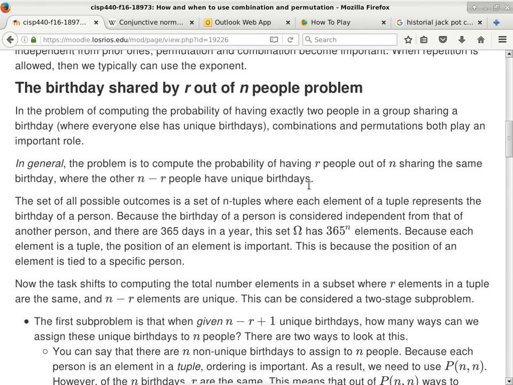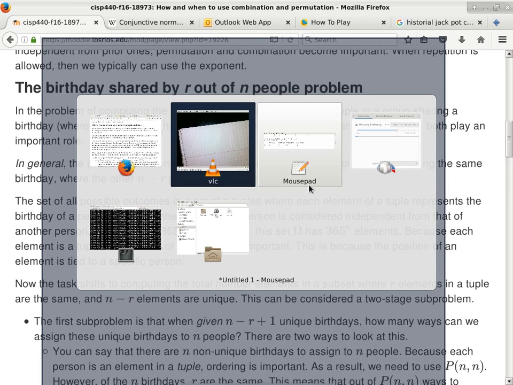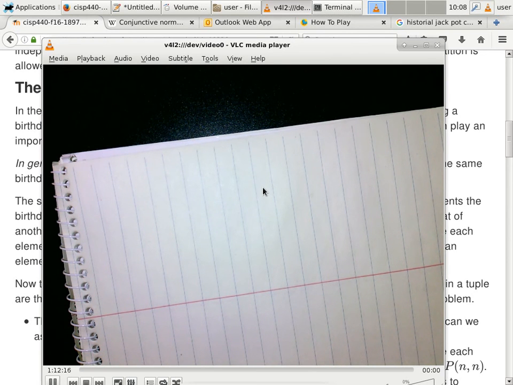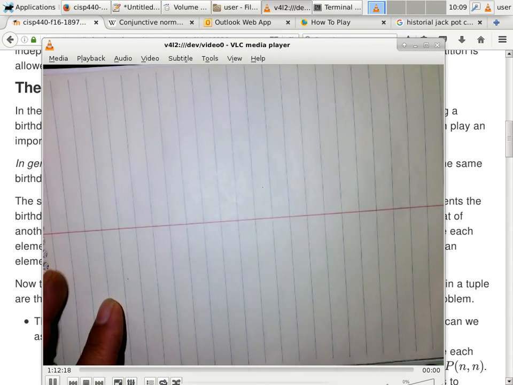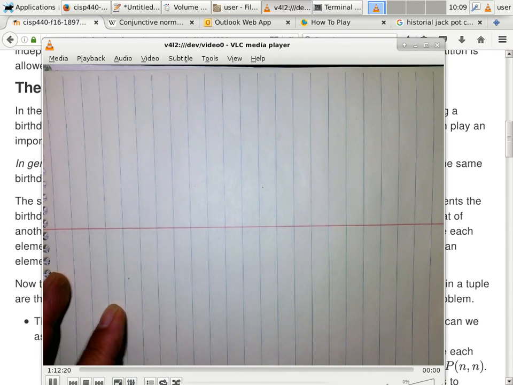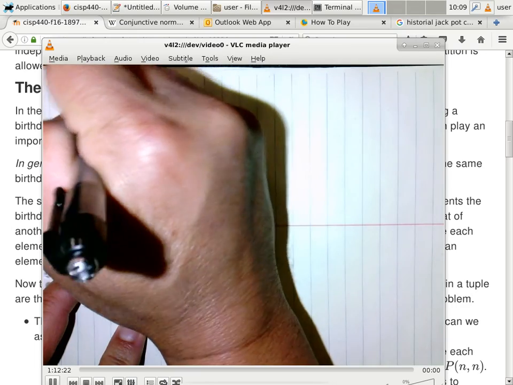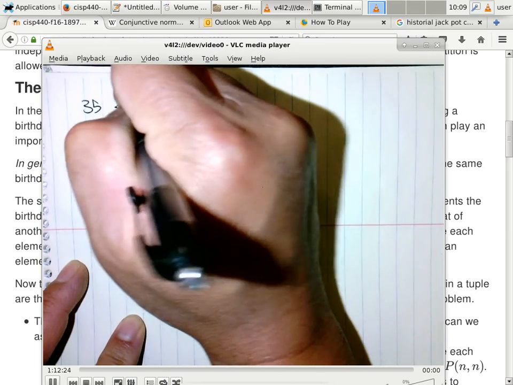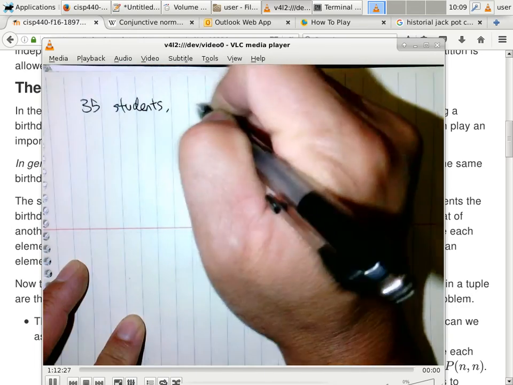Well, first of all, we think of the omega. What is the set of all possible outcomes? What do you think is the set of all possible outcomes? We're dealing with birthdays here, and there are 35 people. So let me switch to the document camera. I guess I'll stay on the document camera for a while here. Okay, so I'll present the problem. 35 students. What is the omega?